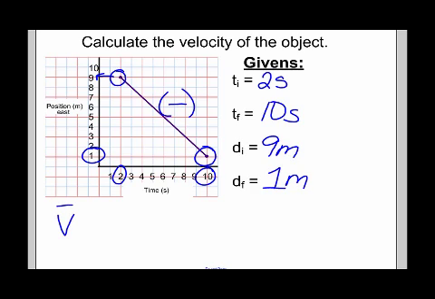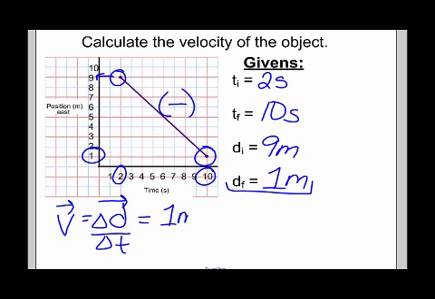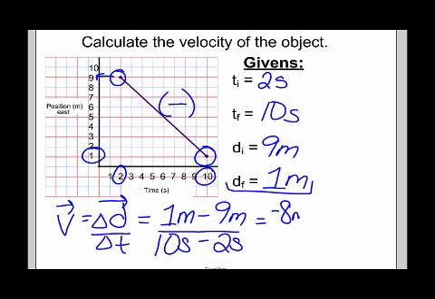So start with my formula. Velocity is equal to a change in displacement over change in time. My final distance, 1 meter. So start here, 1 meter minus my initial, which was 9, over my final time, which was 10 seconds, minus my initial, which was 2. Here I end up with 1 minus 9 gives me negative 8 meters. 10 minus 2 gives me 8 seconds. So a negative 8 divided by 8 is a negative 1 meters per second.